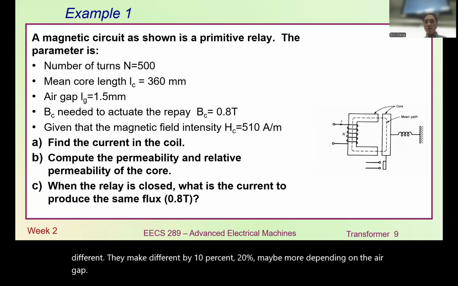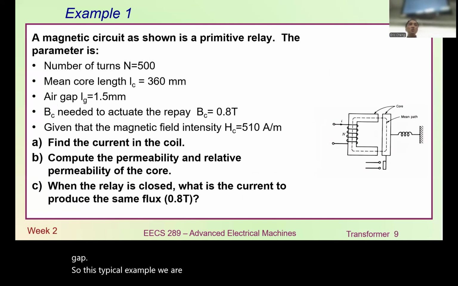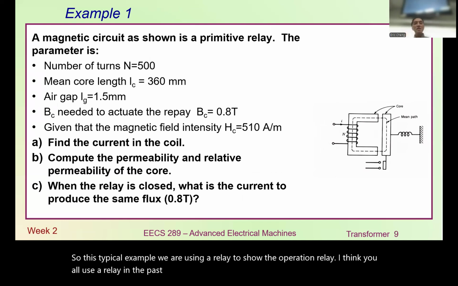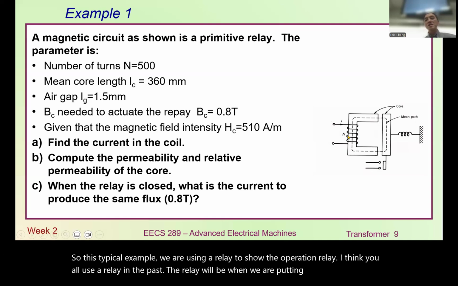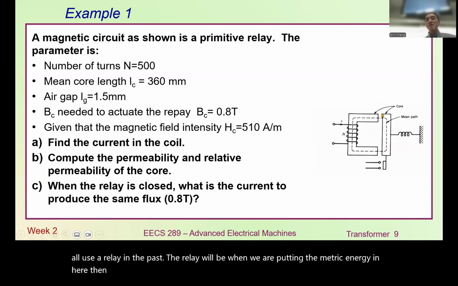So this is a typical example. We are using a relay to show the operation. A relay, I think you all used a relay in the past. When we put magnetic energy in here, it attracts here, then the air gap will become 0, right? Before that, we have an air gap. So let's see the question.